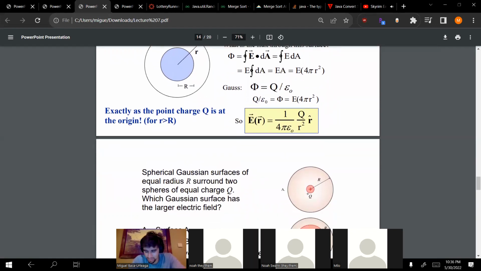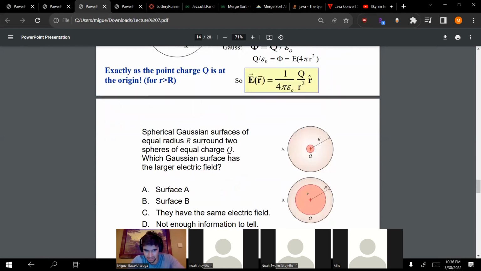It's the same kind of proof. And in this instance, r hat is a radial unit vector. Take that for what you will. To calculate the flux, notice that the electric field is everywhere perpendicular to the spherical surface. All right, let's move on here.